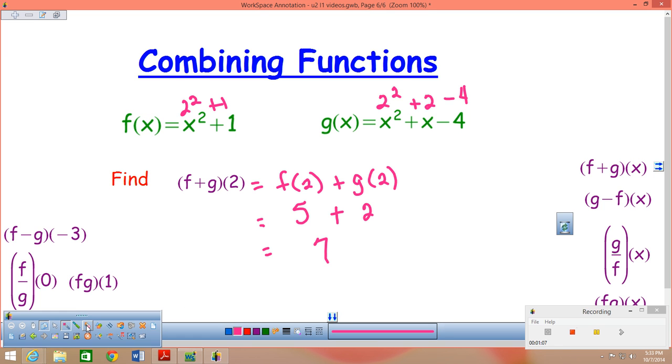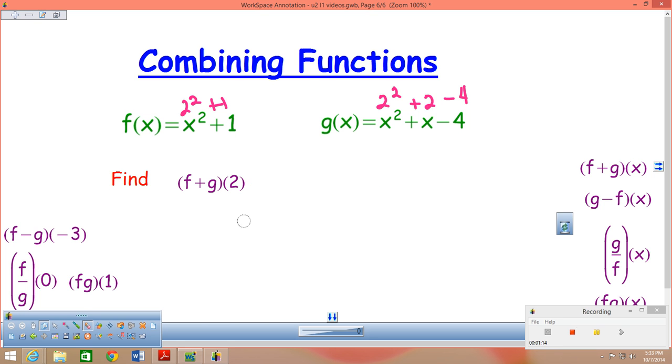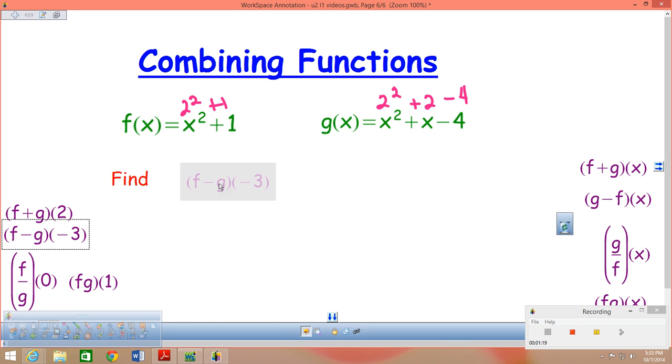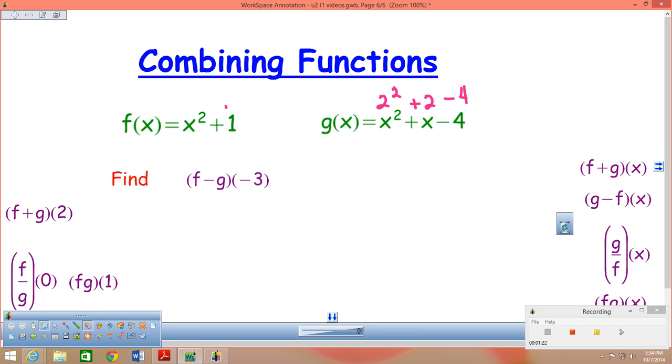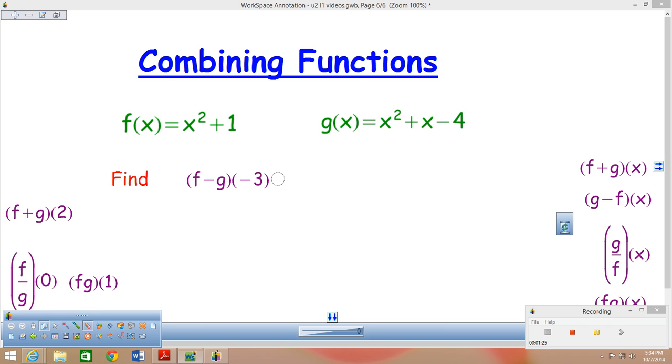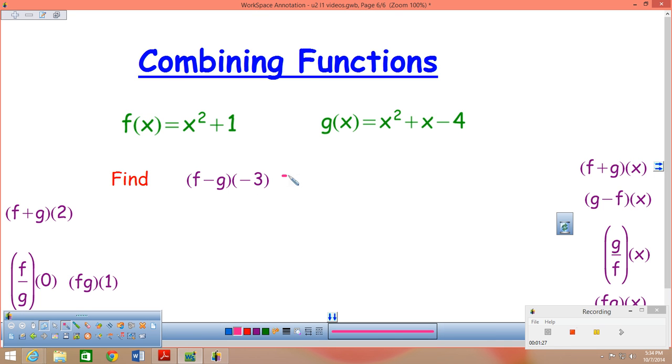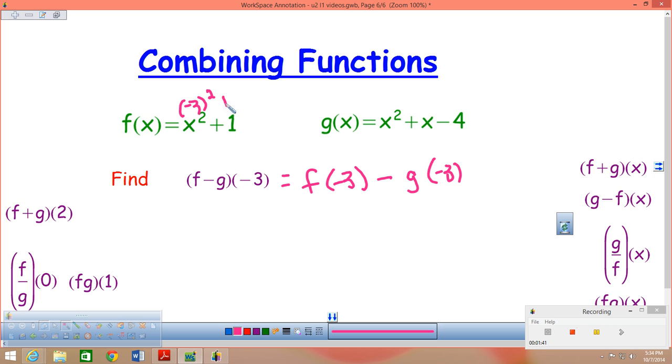We're going to follow the same process with subtraction. So let's do a subtraction. F minus g of negative 3 is the same as finding f of negative 3 minus g of negative 3. Well, I come up here, and if I square negative 3, I get 9, plus 1 is 10. F of negative 3 is 10.